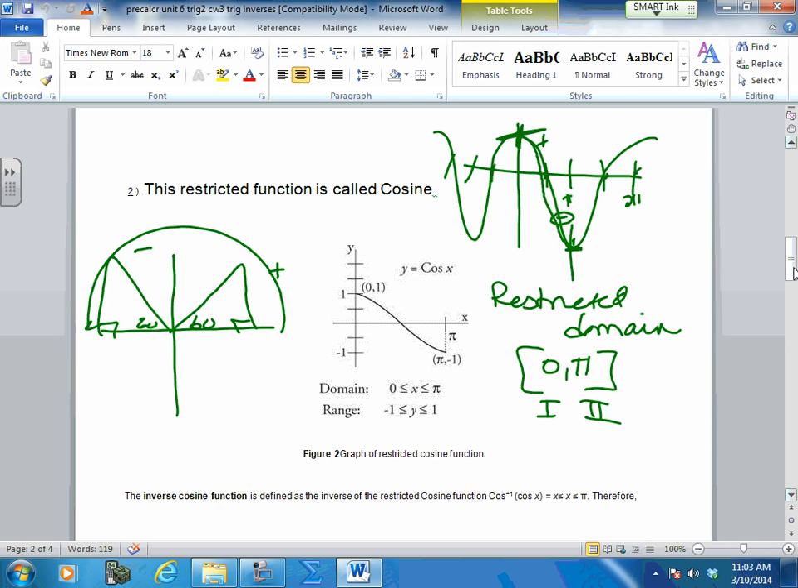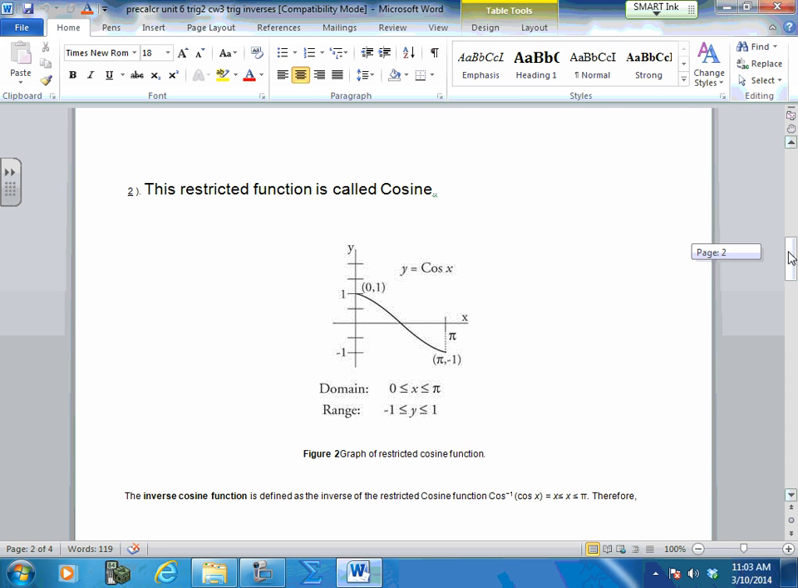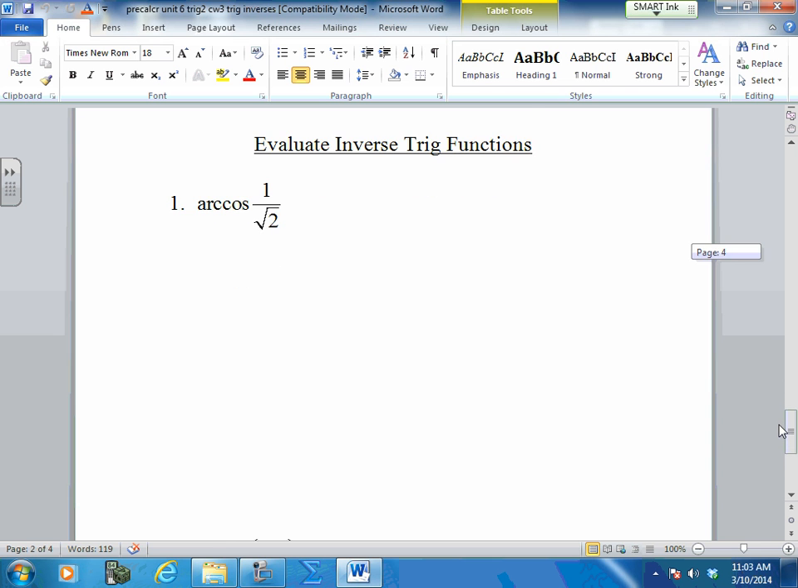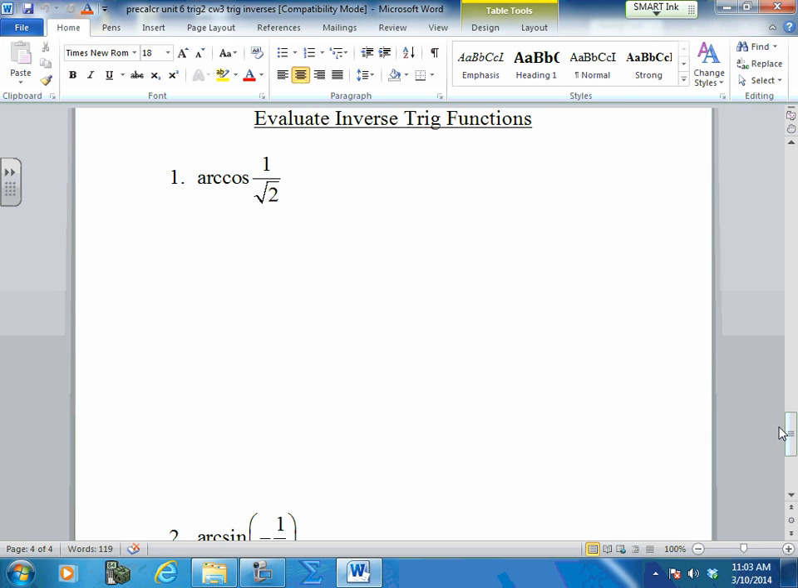Okay? Let's jump down to this example for cosine. I want to find an angle. That triangle would have been in quadrant 1 or 2. The negative one, it was negative, it would be in 2. Just making sure. Okay.